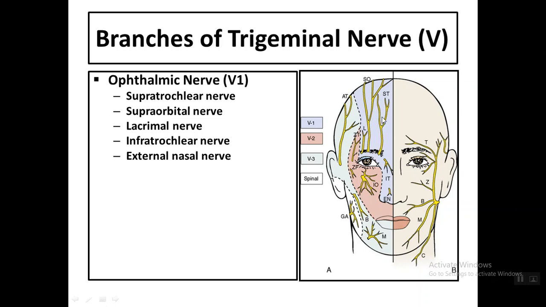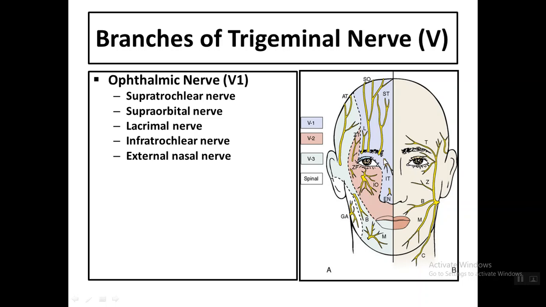This is the supratrochlear nerve supplying the forehead. It winds around the upper margin of the orbit and upward medially until it reaches the vertex. Next, supraorbital, more laterally, supplying the middle part of the upper eyelid and the forehead and upward. The lateral part of the eyelid is supplied by this branch of the ophthalmic nerve, called the lacrimal nerve, the lateral part of the upper eyelid and upward.